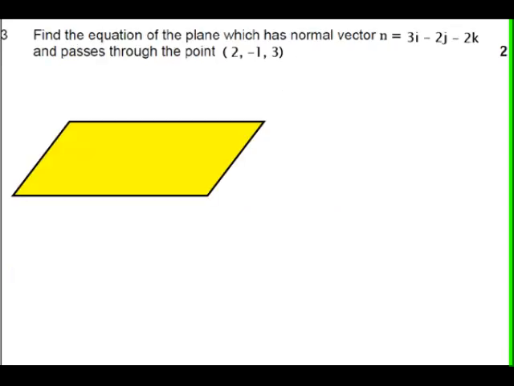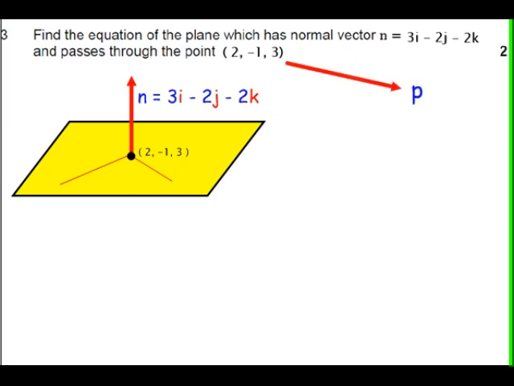So we're asked to find the equation of a plane. In order to do that, we need to know a normal vector to the plane and also a point on the plane. And that's exactly what we're given. The normal vector is 3i minus 2j minus 2k. The point is the point 2, negative 1, 3. If we call this point P, then the position vector of P will be the components 2, negative 1, 3. If we take a general point on the plane R, it will have x, y and z as its components.